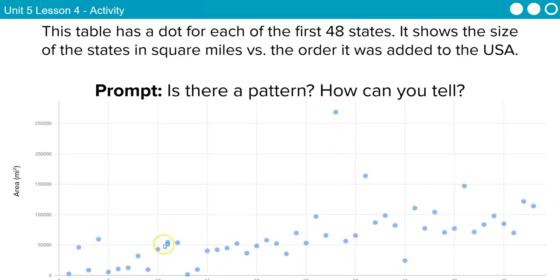So this is what a scatter plot would look like, in case you were curious. Over here they have an area. Over here, this is the admission number. So they're looking at the size of the 48 states and how many students go to college from each one.